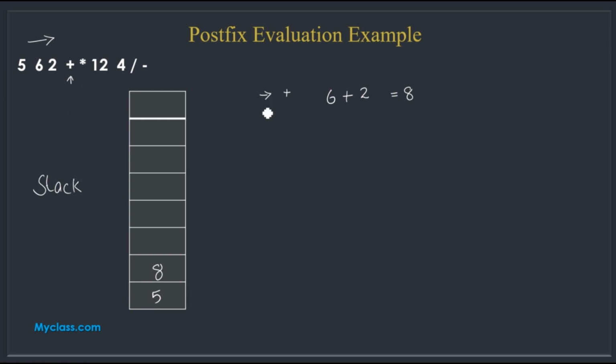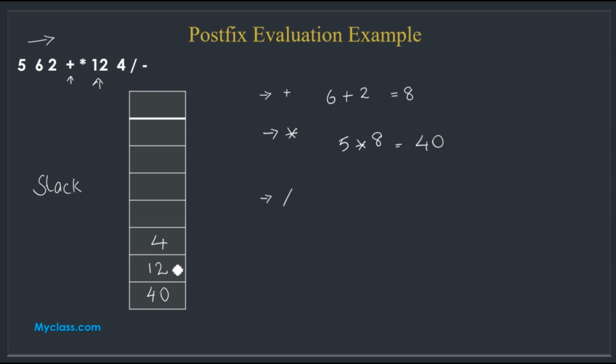Now we have encountered another operator, that is multiplication. So we want to do two pop operations, 8 and 5, and do this operation. So 5 8s are 40. We are popping these two and we have to store 40 into our stack. Now the stack contains only one element. Now we have reached here 12. So 12 is an operand, we want to do a push operation, and 4 is also an operand, we want to do another push operation. Now we have encountered a division operator.